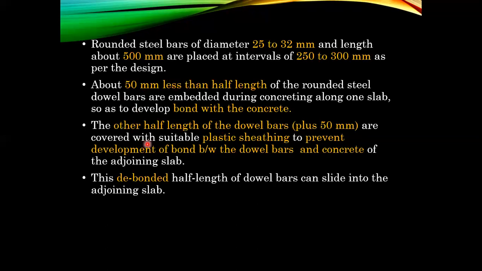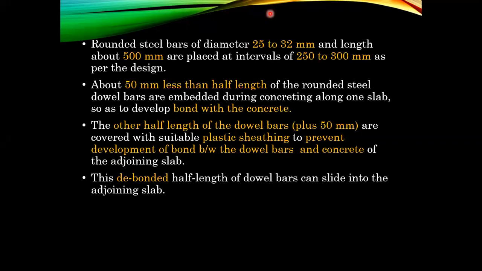You can see here, other half length of the dowel bars plus 50 mm, that means 300 divided by 2 is 150. 150 plus 50 is 200 mm. This 200 mm should be covered with a plastic shuttering, just to prevent. Why are they providing plastic shuttering? To prevent the development of bond between dowel bars and concrete of the adjoining slab.